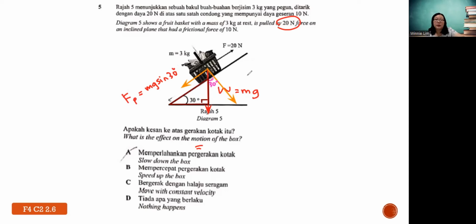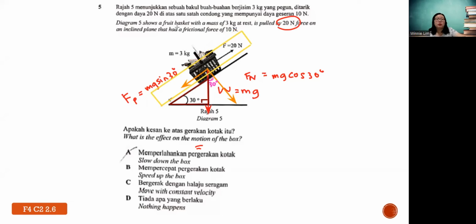While this one, which is opposite from the normal force, you will have mg cos theta. But we will only focus on the component over here. We want to see what happened to the resultant force over this part.